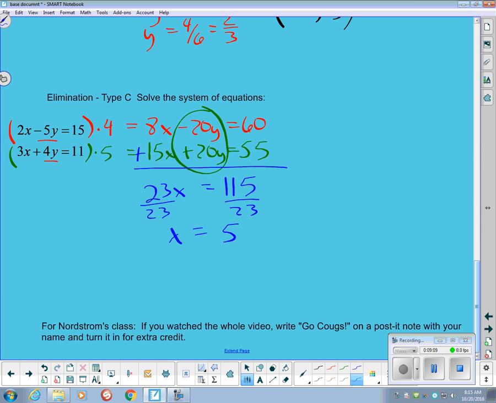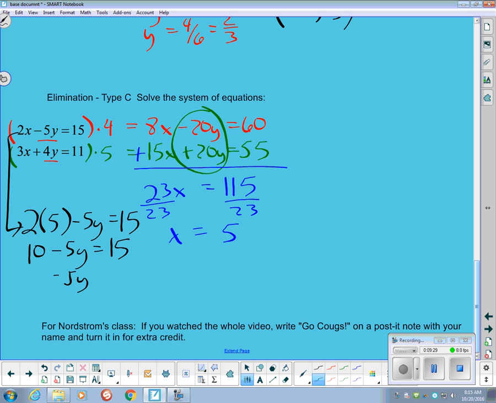And now that I know the x, I can grab one of my original equations. I'll take this first one right here, and that's 2 times 5 minus 5y is equal to 15. So 10 minus 5y is equal to 15. Negative 5y is equal to 5, so the y must be negative 1. And my answer is that these intersect at x equals 5 and y equals negative 1.